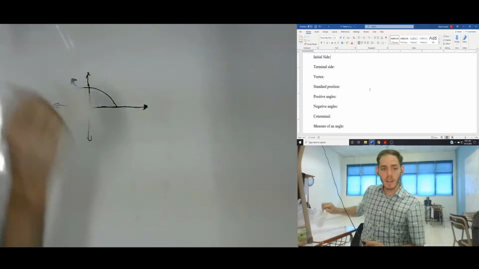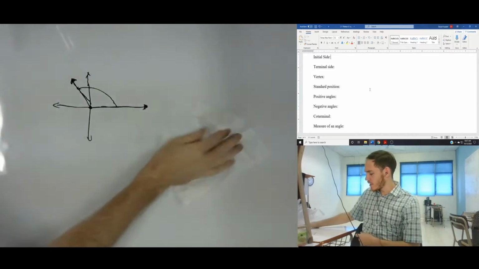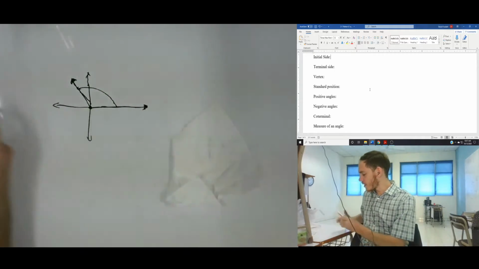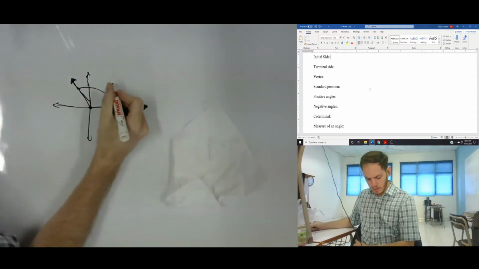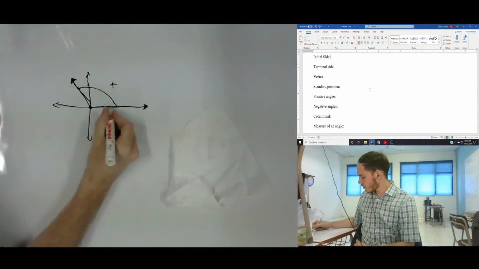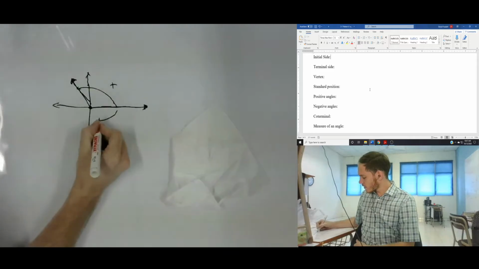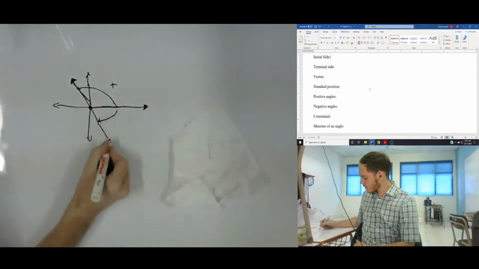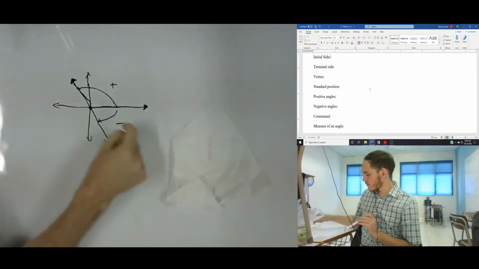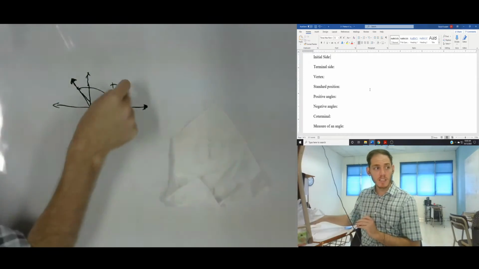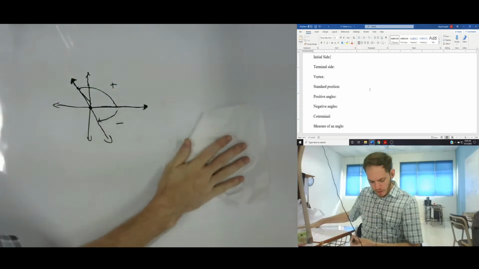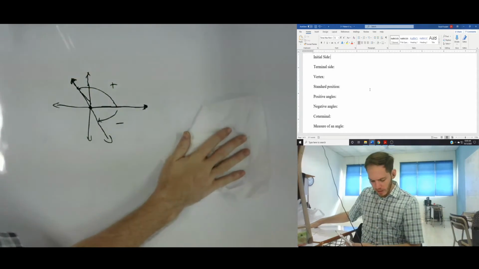Positive angles are when you rotate counterclockwise. So this is going to be a positive angle. Negative angles are when you rotate clockwise. This would be a negative angle. So clockwise, negative angle; counterclockwise, positive. They use alpha and beta.